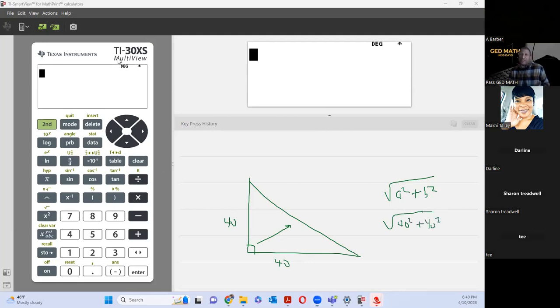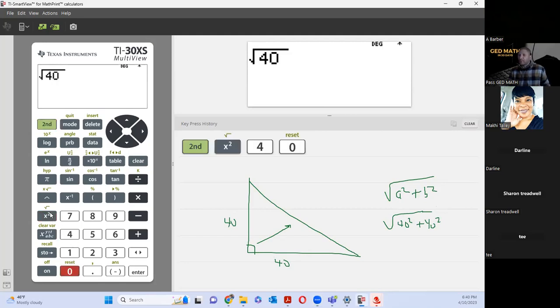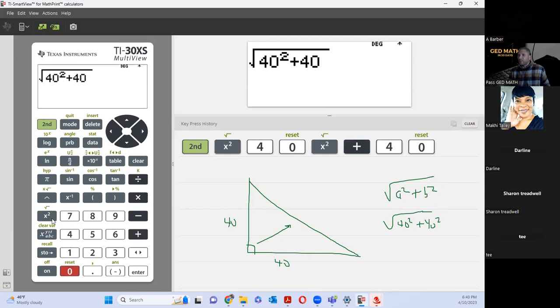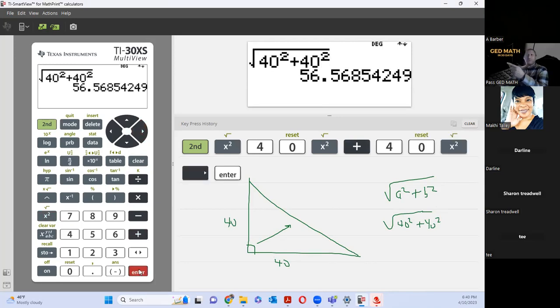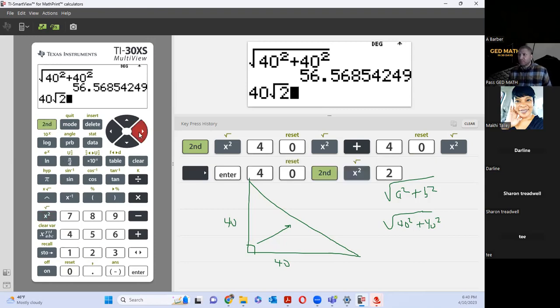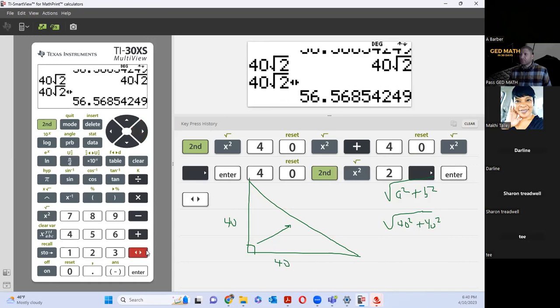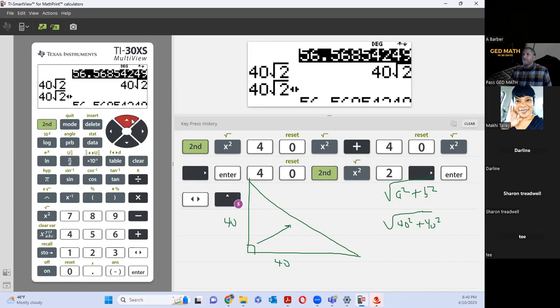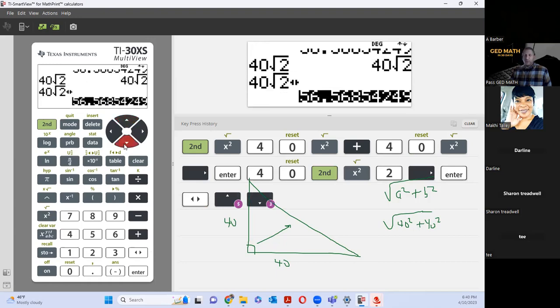So let's see how long it takes. Square root of 40 squared plus 40 squared. Get out of my square root, press enter. Oh, hold on. What number is that? That's not what we got. I thought we got 40 square root of 2. Did we get the same number? Did we get the same thing? That's what I got. Still 40 square root of 2.